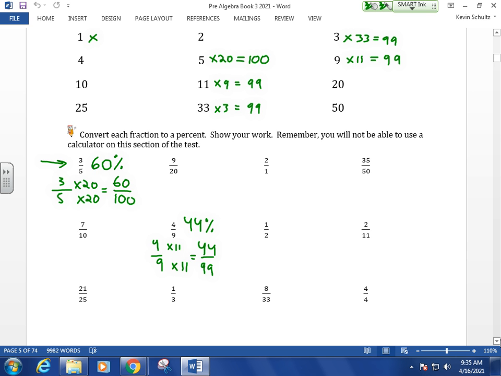Obviously, 1, you're going to multiply by 100 to get to 100. 4, multiply by 25. 10 times 10. 25 times 4. 2 times 50. 20 times 5. And 50 times 2.